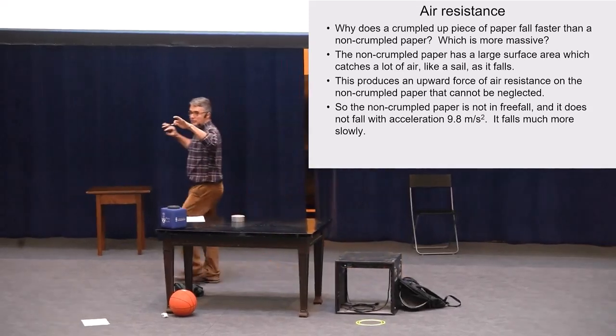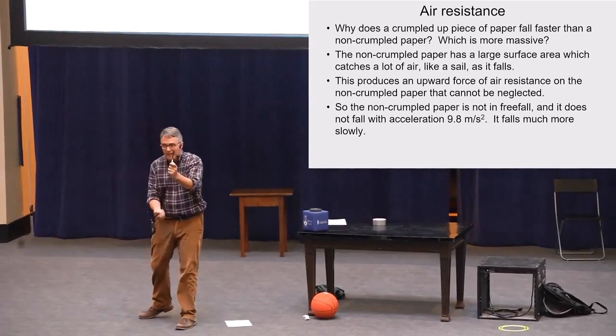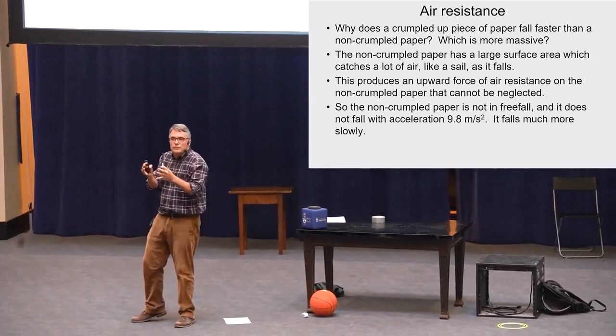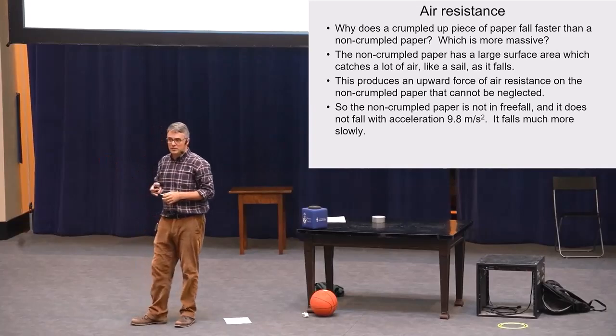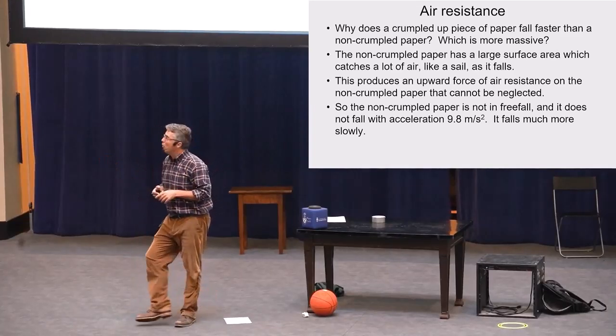So the crumpled piece of paper has a smaller surface area, and so that air resistance is less on it, so it falls closer to this 9.8 meters per second squared, which it would if there was no air at all.